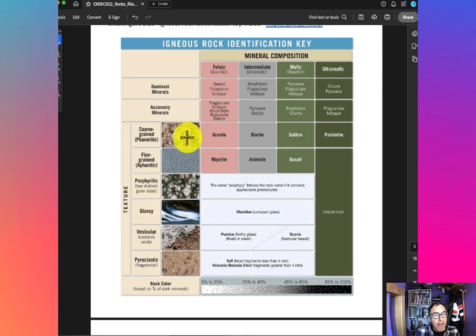Well, if I take all these dark minerals and put them off to the side here, it's maybe 20% of the rock, not quite 25%, let's call it 22%. And so that would fit in the granite. So I can call that a granite, right?